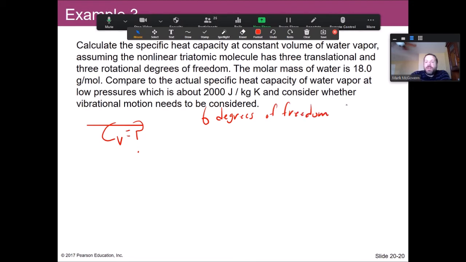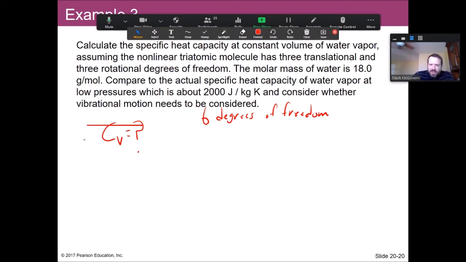The molar mass of water is 18 grams per mole. I know that. Compared to the actual specific heat capacity of water vapor at low pressure, which is around 2,000 joules per kilogram per Kelvin, consider whether vibrational energy needs to be taken into consideration.